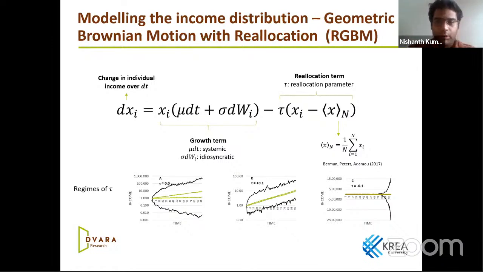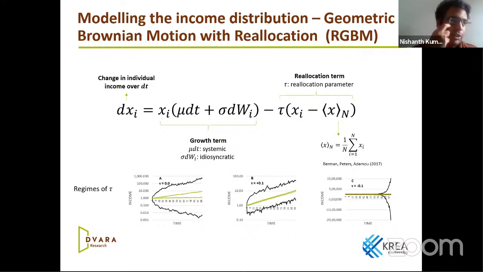In fact, what I will show you is how we sense which direction changes in inequality are taking. So this is the second part of the presentation, where we focus on understanding the income distribution and how we can model it. The idea was just using a method that was, I think, first introduced by researchers at the London Mathematical Laboratory, like Berman, Peters, and that. So we use a model called the geometric Brownian motion with reallocation, or RGBM model.